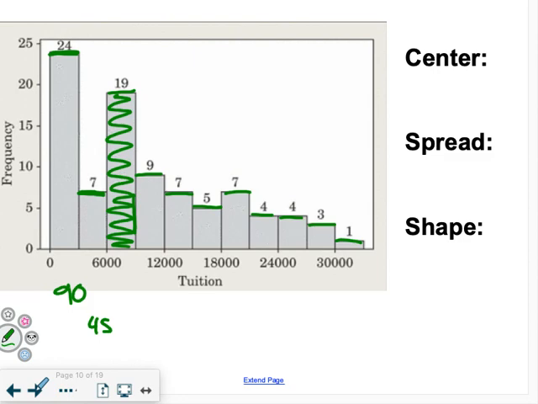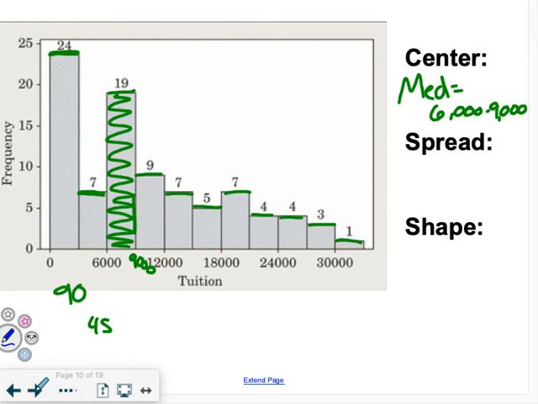So we can say our center would be somewhere around, because this would be 9,000, so it'd be in between 6 to 9,000. If you wanted to do 7,500, that would be fine too. That would be our median.